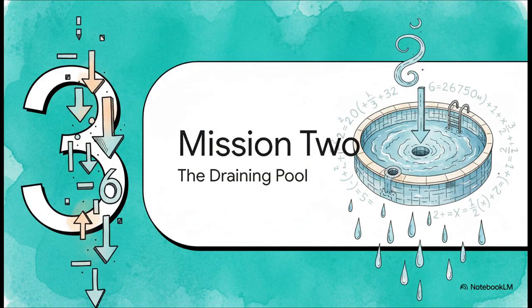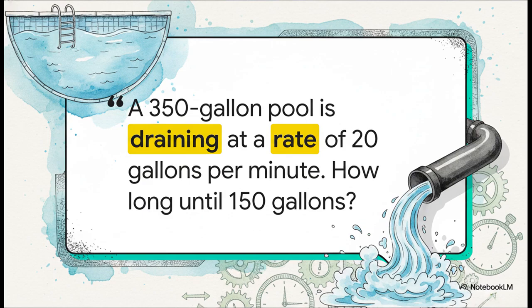All right, you're getting the hang of this. Time to level up. This next mission's a little trickier because it involves something going down instead of up. This is really going to show you how flexible our pattern is. Now, pay close attention to the clues here. We've got a starting amount, 350 gallons. We have a rate, 20 gallons per minute.